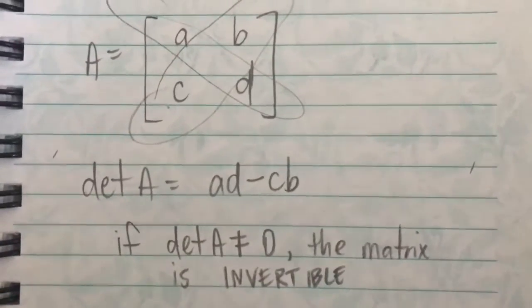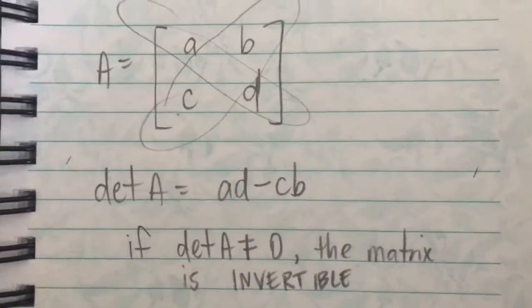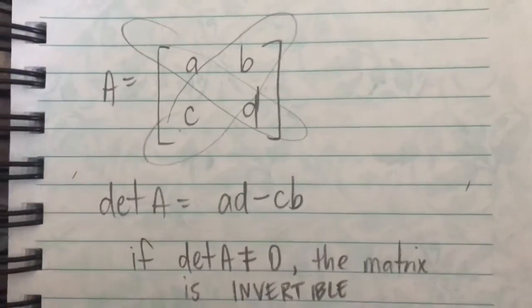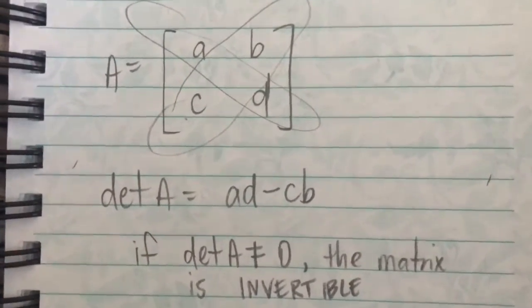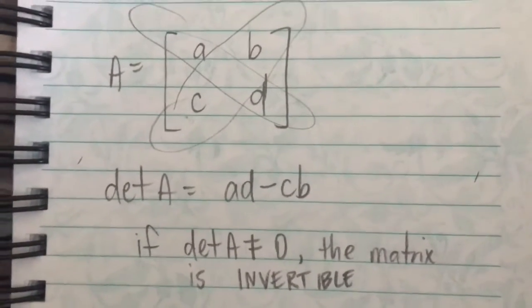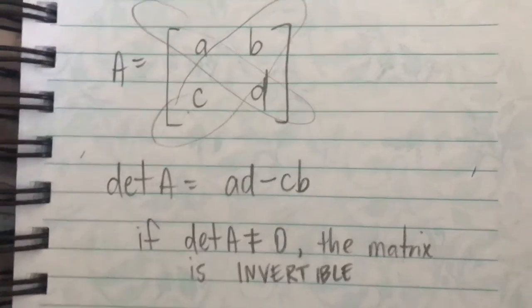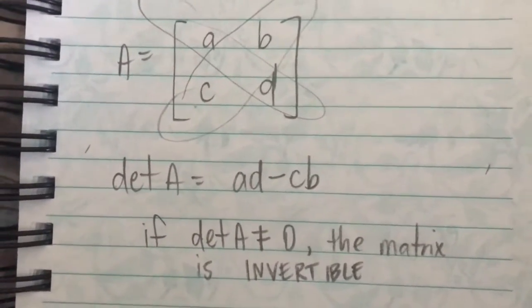If that determinant is not equal to 0, then you have an invertible matrix. That just means you can find the inverse. But if the determinant is equal to 0, you cannot find the inverse, and that means it's not invertible. So we're going to figure out which one of those answer choices we plug into that matrix is going to give us 0. That's going to be our answer.